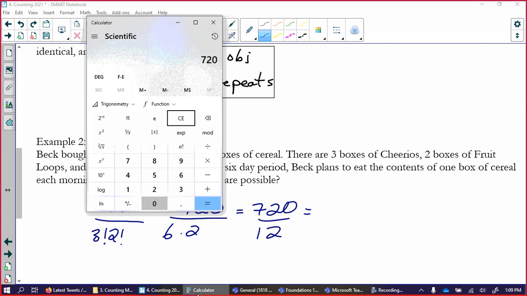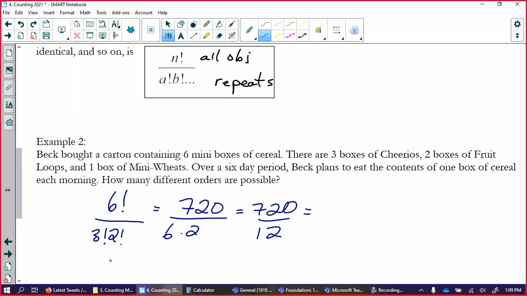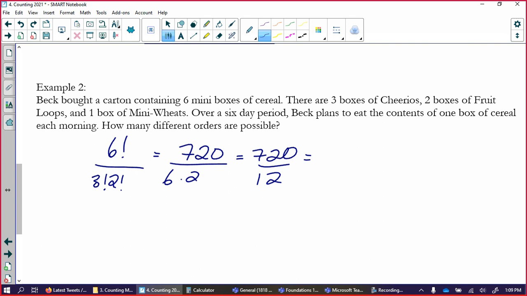Where do we get the 6 times 2 from? 3 factorial, if we work that out, that's 6. This is for the 3 boxes of Cheerios because they're the same. And then the 2 factorial.